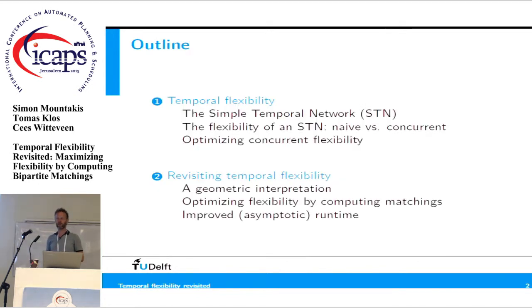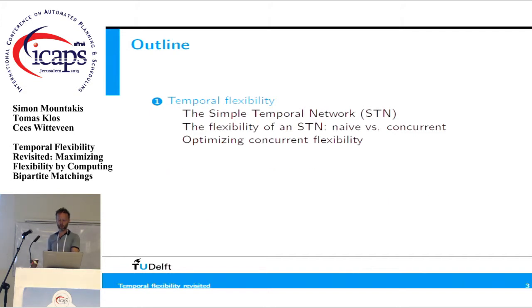So I'll be talking about revisiting temporal flexibility. In this paper we've revisited some results we've obtained in previous papers regarding temporal flexibility. So I'll explain some of those previous results first, and then go to revisiting them. It involves flexibility in scheduling in the context of a simple temporal network.